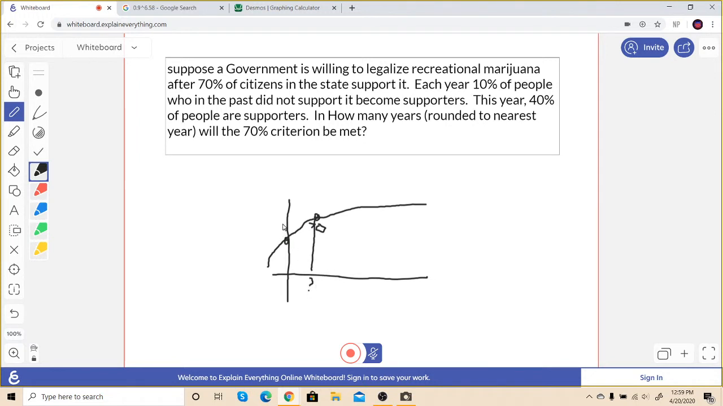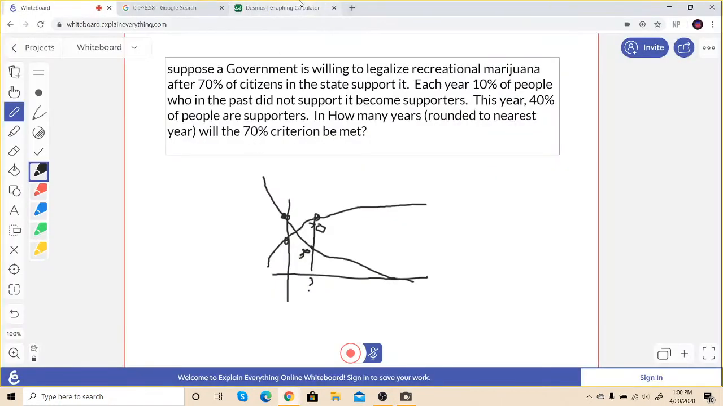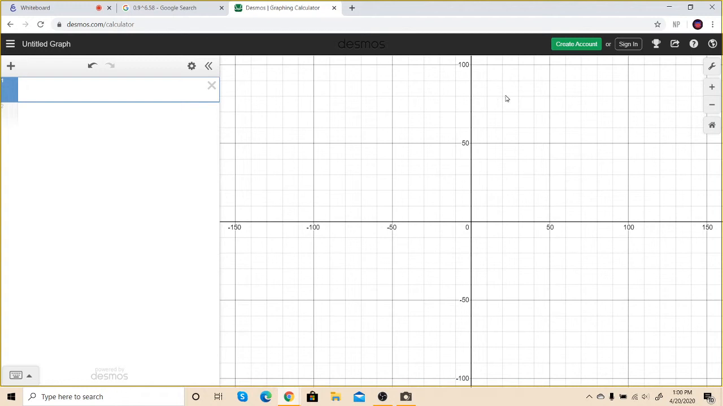That's the goal. Another way to look at it, which is actually the way I'm going to look at it, is how many people oppose marijuana. So we have 60 here, let's say. And then here we have 30%. You can do it the other way if you want, but I'm just doing it this way. So we're going to find out when 30% oppose marijuana, because then 70% will be for it, and we're going to have our new law passed by the government. So let's go to a graphing calculator, because this is the easiest way to figure this out.